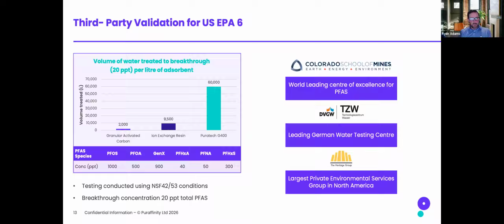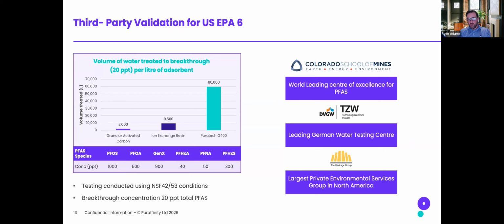These next two data points and charts we've shown, I believe, in Jamie's presentation or somebody else's, but I think it's important to bring up. We did some testing using NSF 42 and 53 conditions, looking at breakthrough concentrations versus GAC and ion exchange. You can see the volume of water treated there. We were up around 60,000, ion exchange a little less than 10, and GAC much lower.